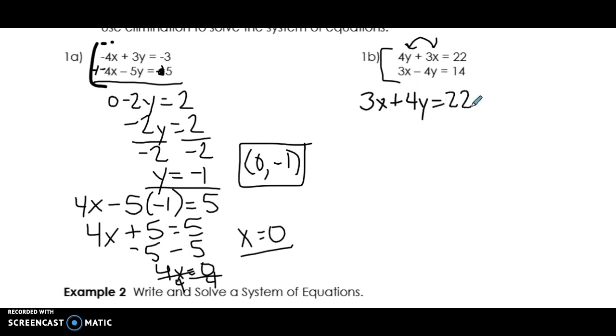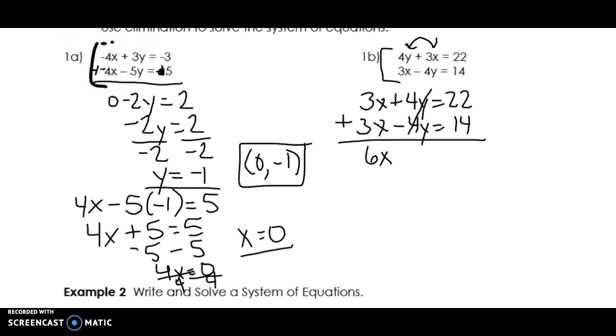And if you're wondering why the heck can you do that, well, think back to our properties. The commutative property says I can add things in whatever order I want. And then that second equation, I'm going to copy down. So now if I add these two equations together, I have 3x plus 3x, which gives me 6x. 4y minus 4y, those end up canceling out. This is what I want to happen.